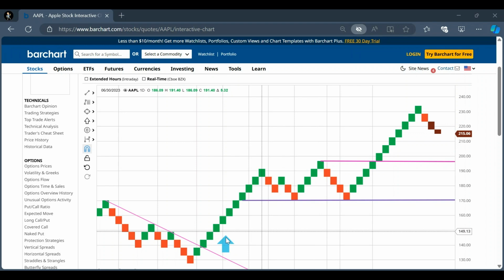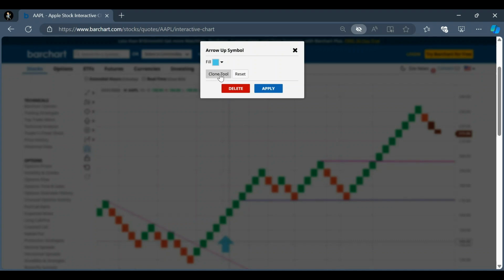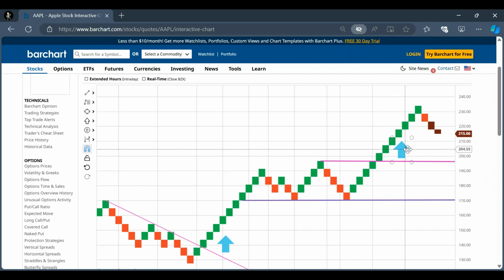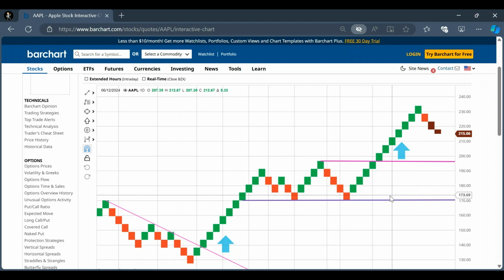Spotting trend reversals is crucial for successful trading. In Renko charts, a trend reversal is often indicated by the appearance of a brick in the opposite color. For instance, after a series of green bricks, a red brick suggests a potential downward reversal. This red brick following multiple green bricks signals a possible trend reversal, indicating it might be a good time to consider selling or taking a short position.